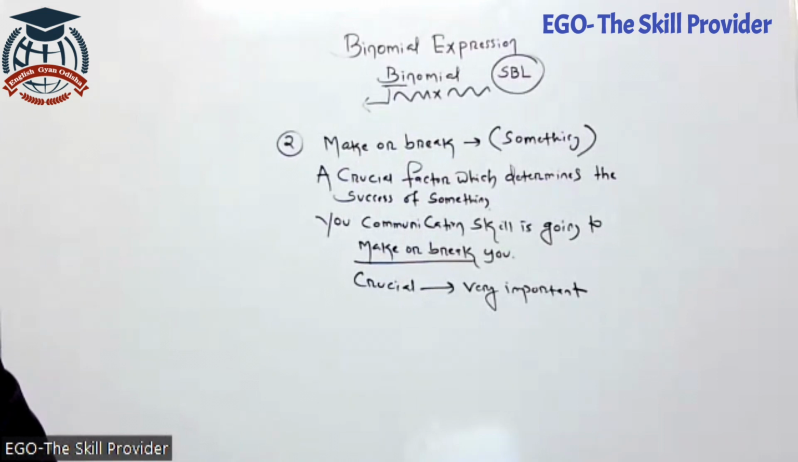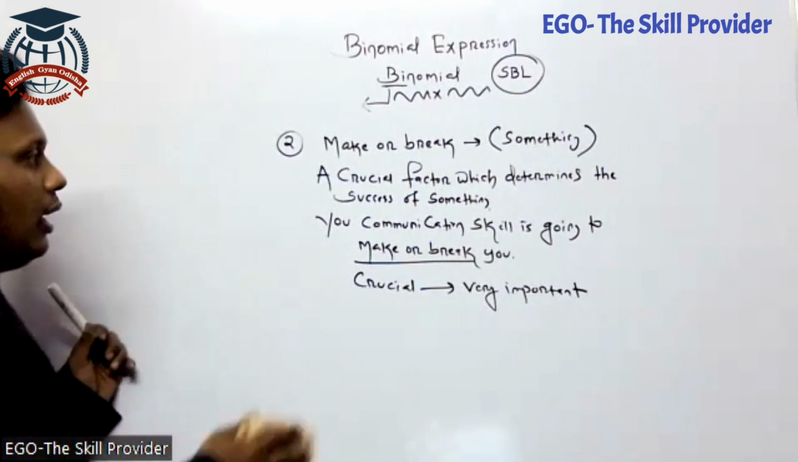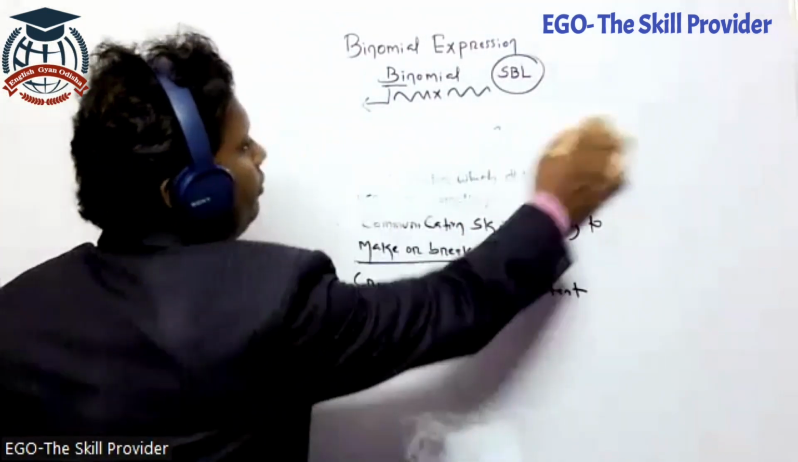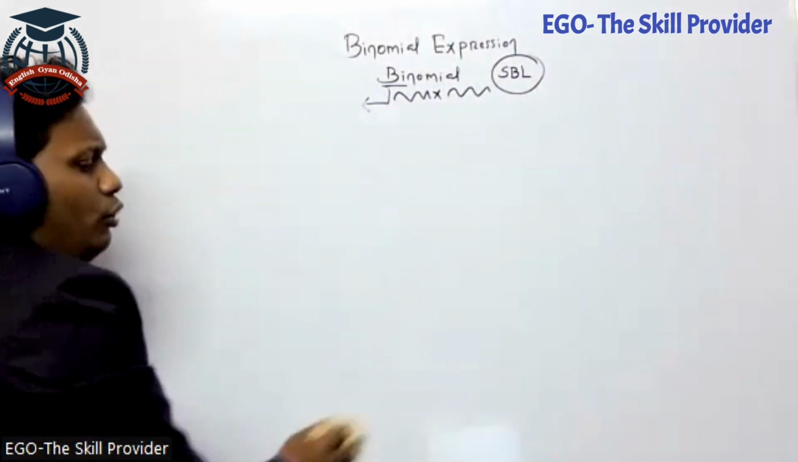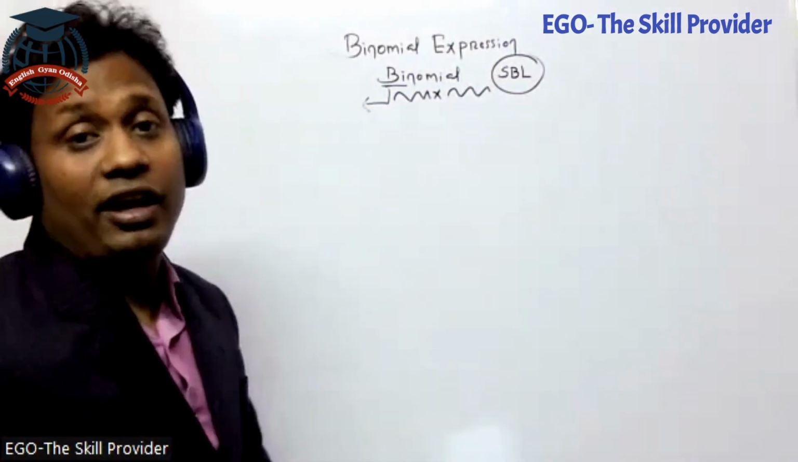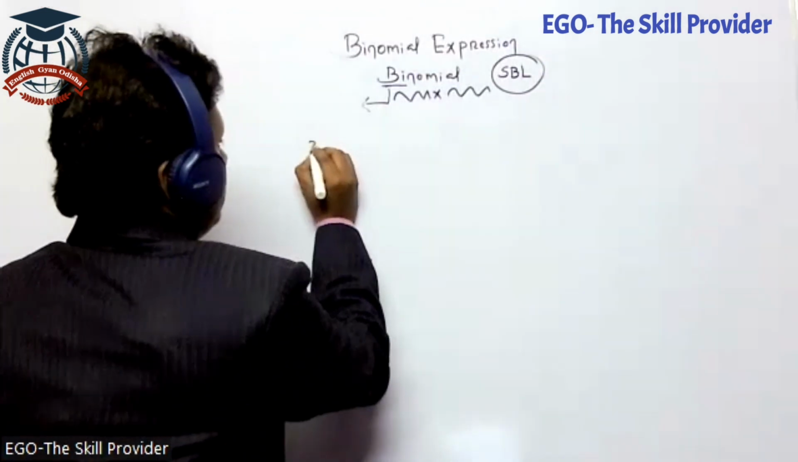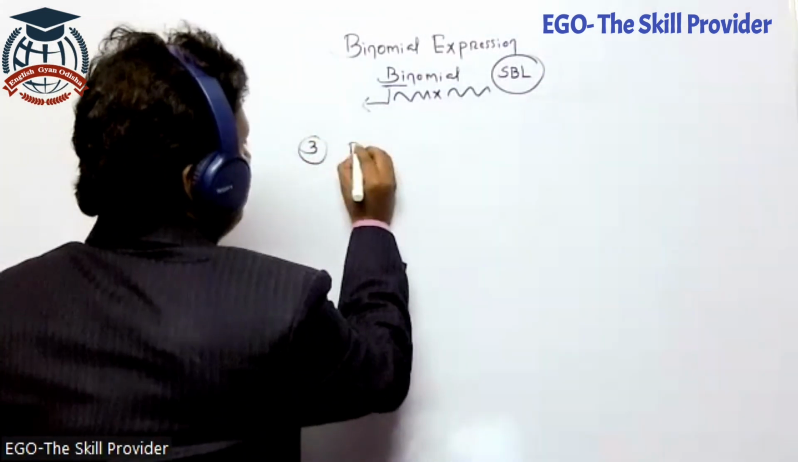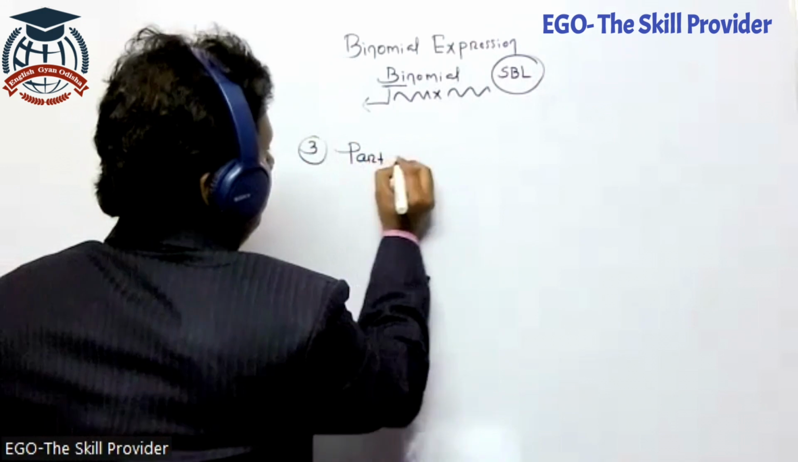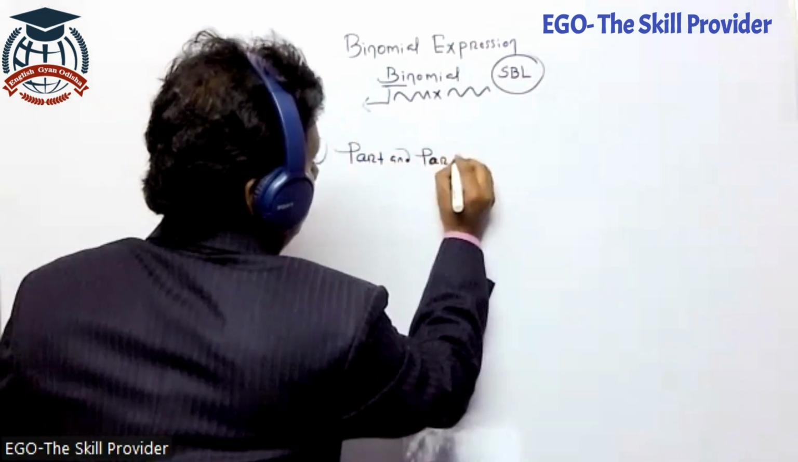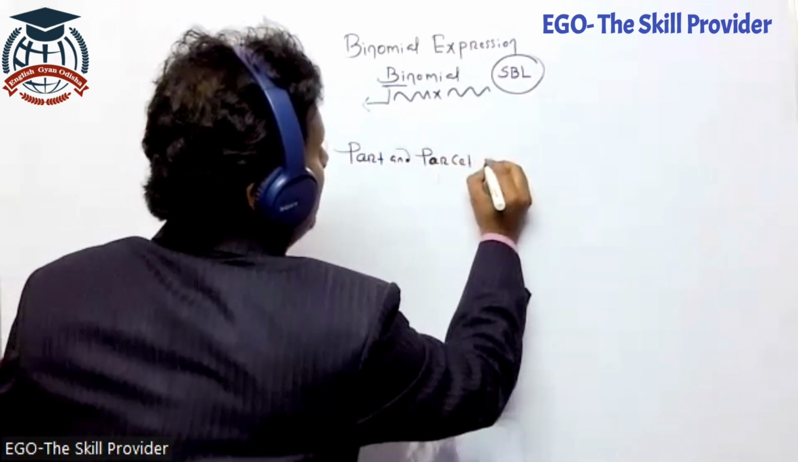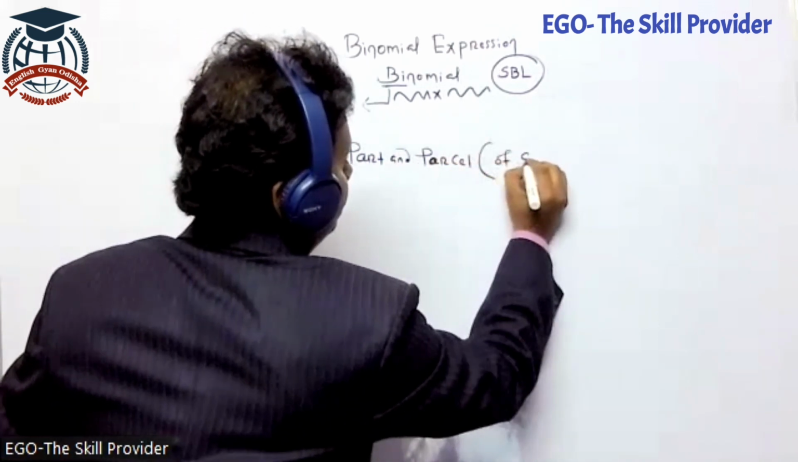The next one is very important. Okay, this is the second one. And the third one I'm going to write for you. Look, these are very interesting. If you try to use them in day to day life, they are going to help a lot. The third one is called part and parcel. Part and parcel of something.